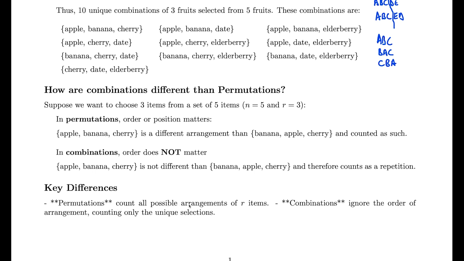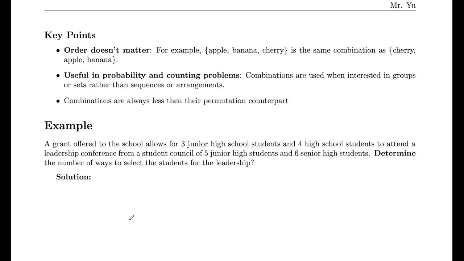Permutations count all the possible arrangements of our items, but combinations would ignore the order of the arrangement. So you can see in the formula that you would also have to divide by the number of arrangements of the objects that are selected. So let's take a look at an example then, after we look at these key points, of course. So order doesn't matter for combinations.